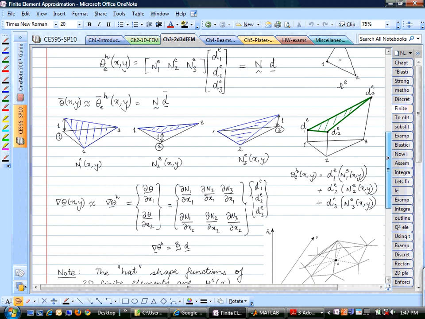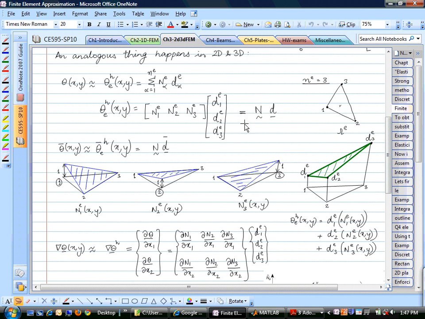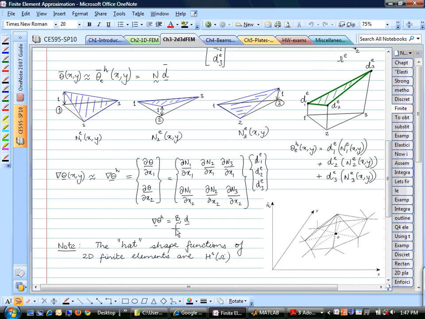And we also saw that this approximation, whatever variable you're solving for, in this case temperature or displacement, can be written out as a matrix times degrees of freedom. Similarly, you have the strains, that is the derivative matrix times the same degrees of freedom.